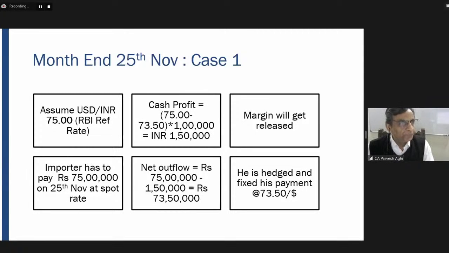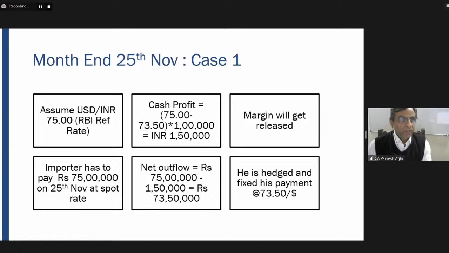So please understand that he has taken a long position in the futures market at 73.50, which means he gets a right to buy the dollar at 73.50 up to 25th of November, okay, 2020. But what happens is the dollar goes to 75, so he makes a profit. Because he was bullish on dollar, it went up to 75, so he has a right to buy at 73.50 from someone, so the person will not actually give him a dollar, he'll give him the profit.